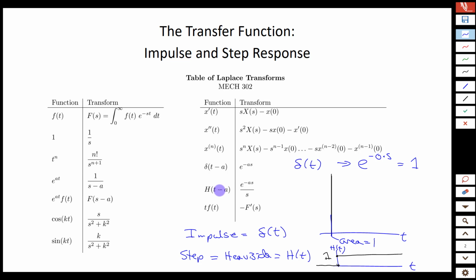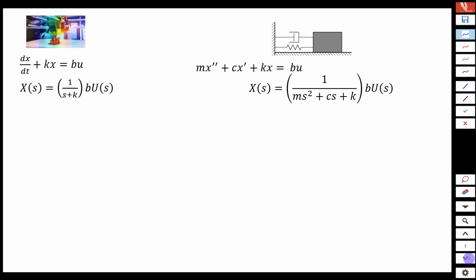So how does that play out in the math here? Well, again, we'd have h of t, but just with no shift in it. So h of t, when we transform it, is going to equal e to the negative 0 over s, which gives us 1 over s. So this is the impulse, that's the step. How does that play a role in how we analyze these systems?